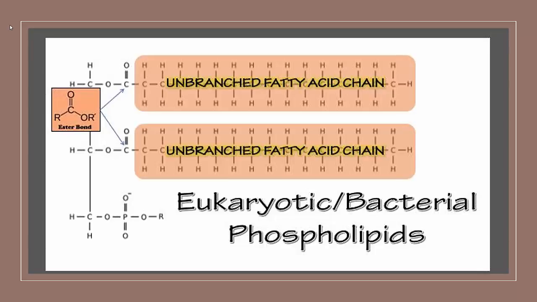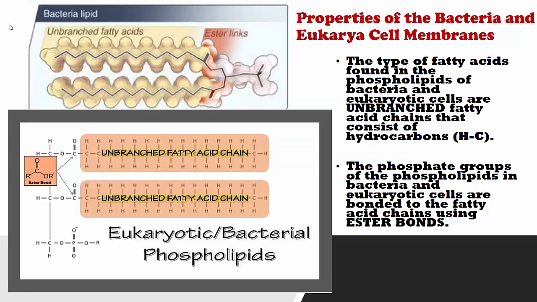Here you can see the structure of the phospholipids for the eukaryotic cells and bacteria cells. You'll see that it is made up of unbranched fatty acid chains, which are connected to the phosphate head using an ester bond. So the type of fatty acids that are found in phospholipids of bacteria and eukaryotic cells are unbranched fatty acid chains that consist of hydrocarbons. The phosphate groups of the phospholipids in bacteria and eukaryotic cells are bonded to the fatty acid chains using ester bonds.